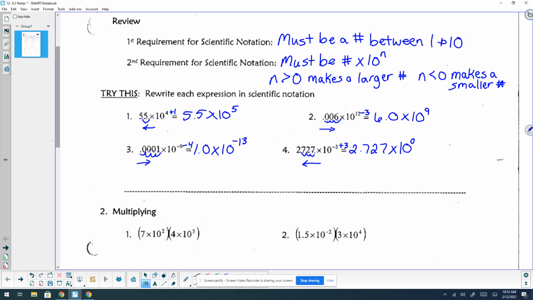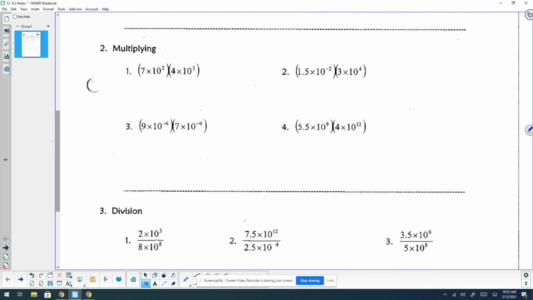Moving on. Multiplying. So what do I do if I have two scientific notation numbers that I need to multiply together? The first thing I'm going to do is just multiply my numbers. So 7 times 4 would be 28. And then I have my base 10. If you remember from our last section, we talked about exponents and like bases. So I'm multiplying two like bases. The base is 10. So what I need to do is add my exponents.